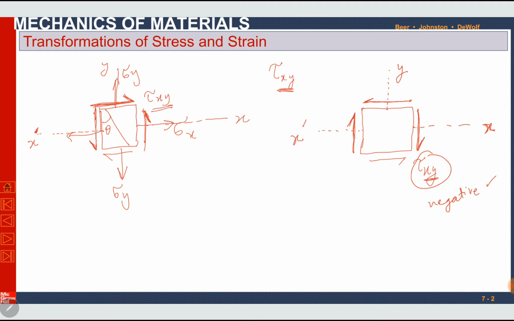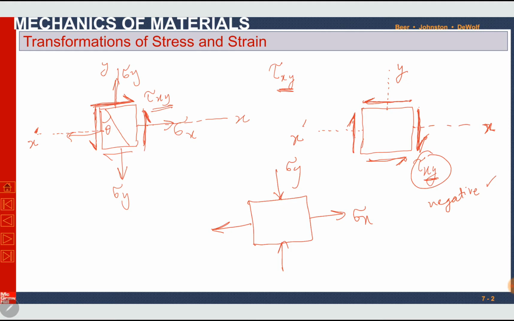And you already know sigma x and sigma y will be positive if they are tensile, they will be negative if they are compressive. This sigma x is positive, sigma y, if it is compressive, it is negative. Okay, so let us move forward. Tau xy, if it is negative here, all of them are negative, remember it. If it is positive here, all of these four are positive. They have the same magnitude.